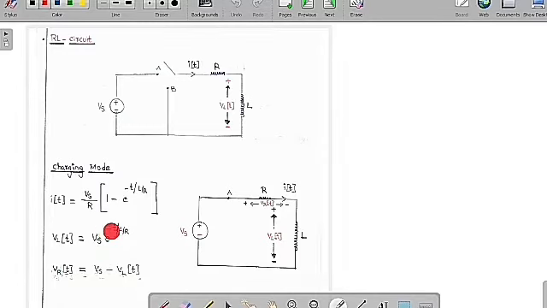So i(t) is equal to Vs by R into 1 minus e to the power of minus t by tau. The tau is equal to L by R, and VL(t) is equal to Vs into e to the power of minus t by tau. The tau is equal to L by R, and VL(t) is equal to Vs minus VR(t).